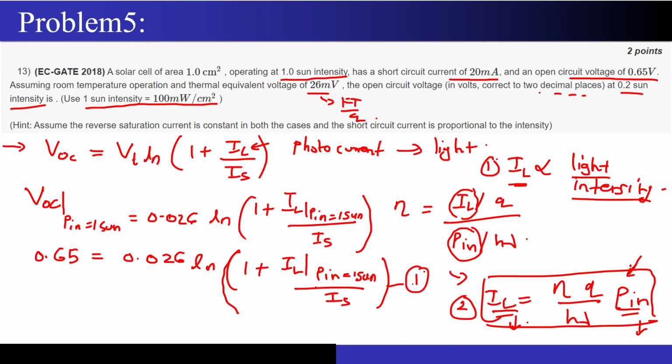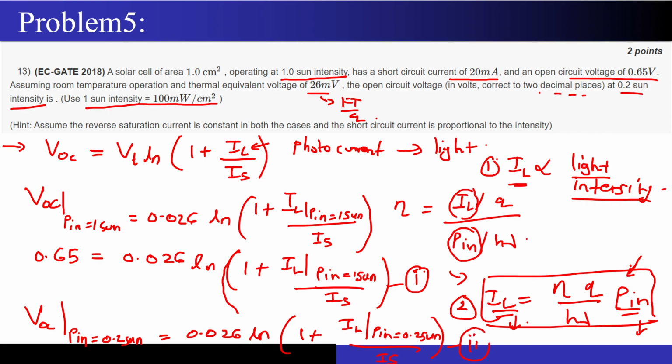Now what I have to find, let me just highlight as equation number 1. What I have to find is the open circuit voltage when P in is 0.2 sun. So now again, if I write the equation, 0.026 ln of 1 plus the load current at P in equal to 0.2 sun intensity divided by IS. So let's say this is equation number 2.